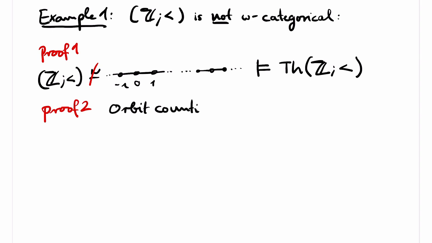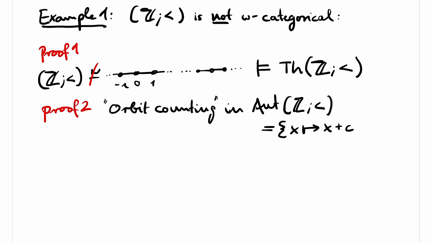Another way of seeing this, using the theorem of Ryll-Nardzewski, is by counting orbits of the automorphism group of Z. This permutation group is particularly easy. It just consists of the shift operations x goes to x plus c for some integer c. The number of orbits of this group is 1. In other words, this permutation group is transitive. Every point can be mapped to any other point by an automorphism. However, the condition 8 in the theorem of Ryll-Nardzewski states that the number of orbits of n-tuples must be finite for all n, not just for n equals 1.